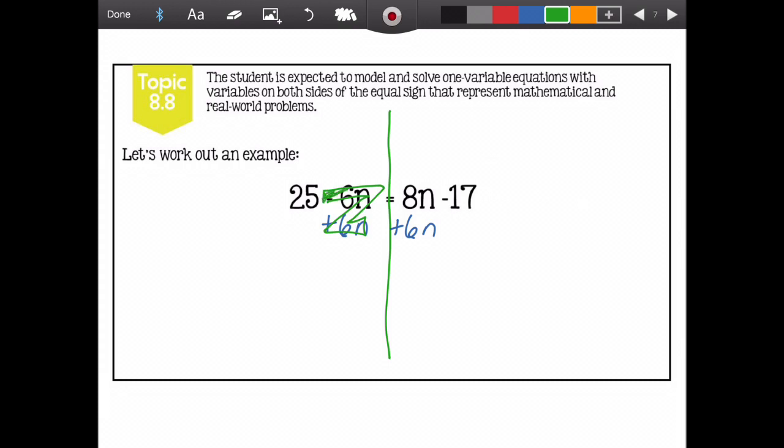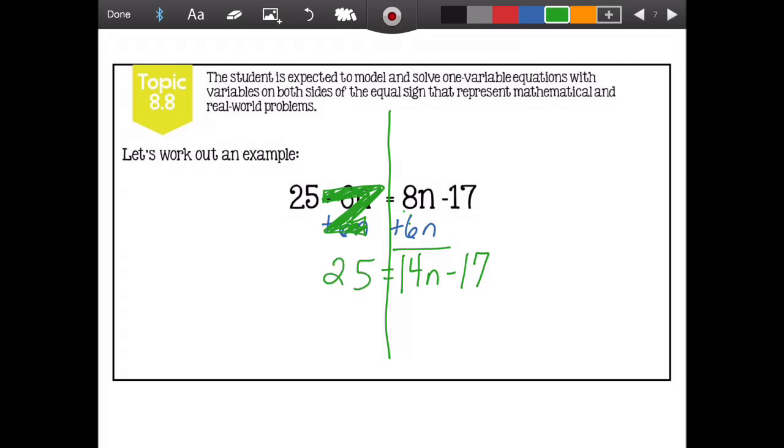Okay, all right, and now I'm going to do the math on this side. 8n plus 6n. 8 plus 6 is, let's see, 8, 9, 10, 11, 12, 13, 14. So 14n minus 17 is equal to 25.